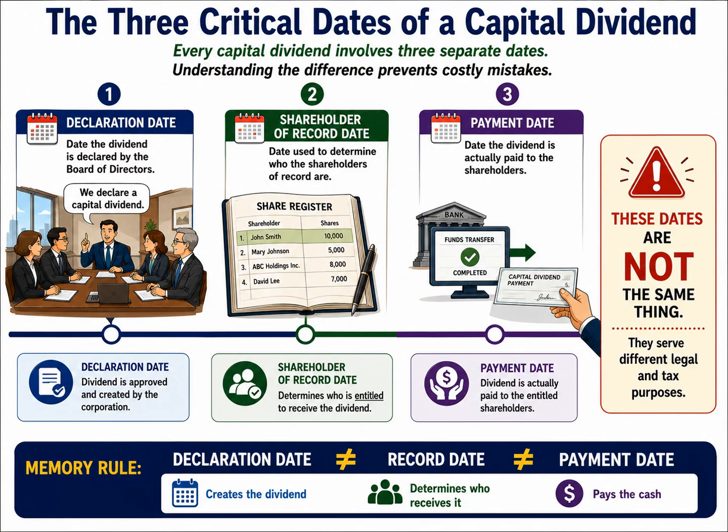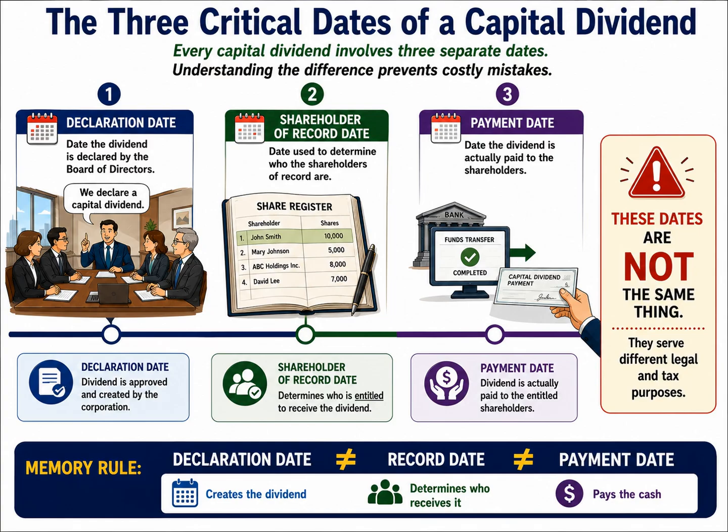This is the date on which the board of directors formally approves and declares the capital dividend. Think of this as the moment the dividend is legally created. Before the declaration, there is no dividend. After the declaration, the corporation has formally committed to paying it. However, the declaration date does not necessarily determine who receives the dividend.